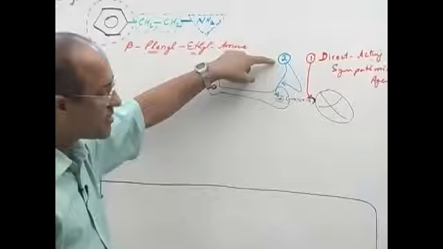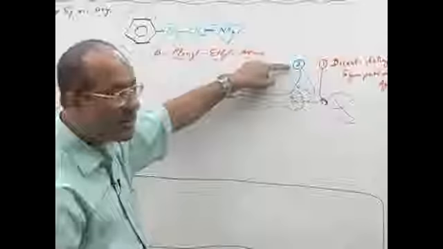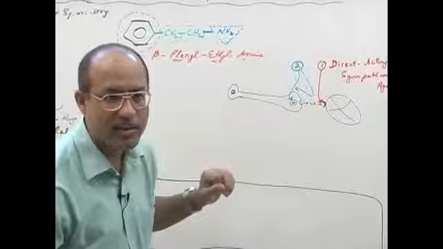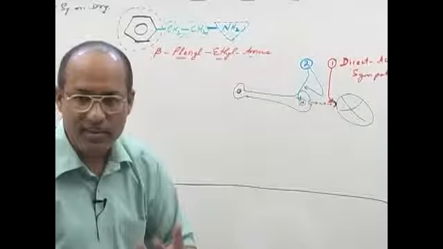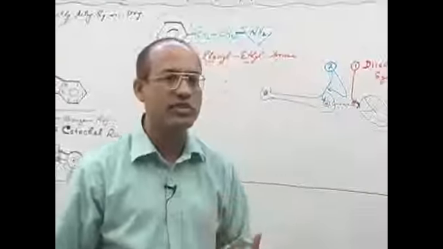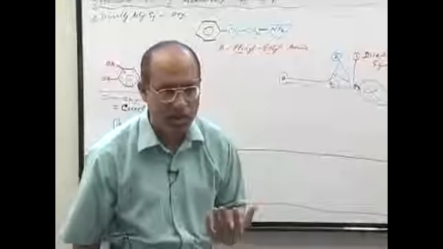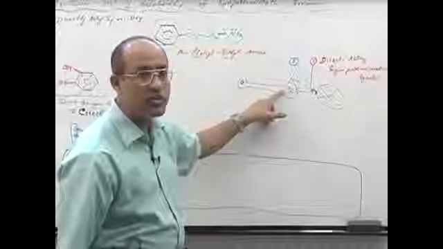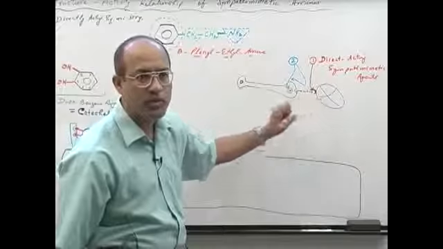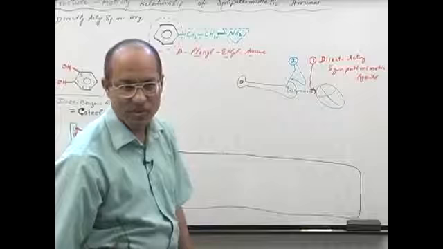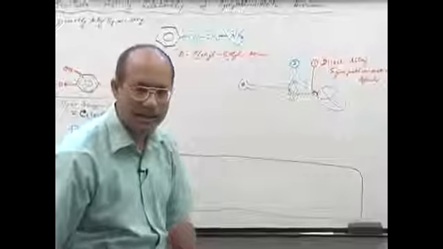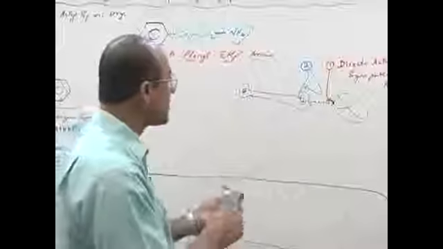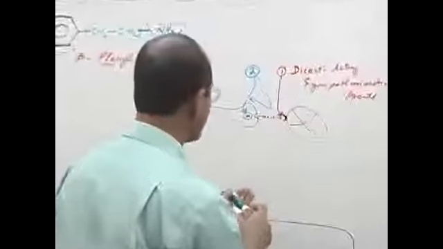But such drugs are said to be indirectly acting sympathomimetic drugs. What are indirectly acting sympathomimetic drugs? Indirectly acting sympathomimetic drugs are those drugs which enter into sympathetic nerve endings and increase the release of endogenous catecholamines. Right?